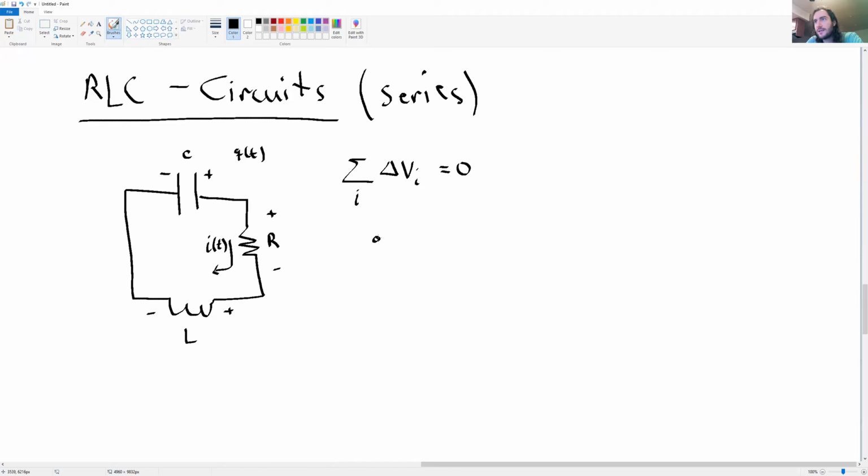What we have is Q of t over C for the capacitor, minus I of t times the resistance of the resistor R, minus L di dt. And now we can see we definitely have a second order differential equation here. So it's getting a little bit complicated now, right? Now we have Q, we have dq dt, and we have the second derivative of Q with respect to t. So let's go ahead and eliminate that.